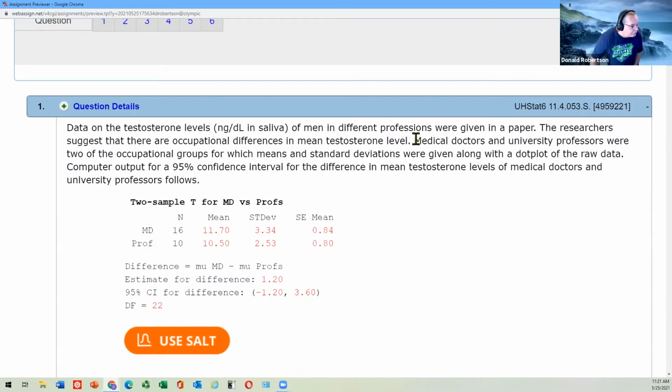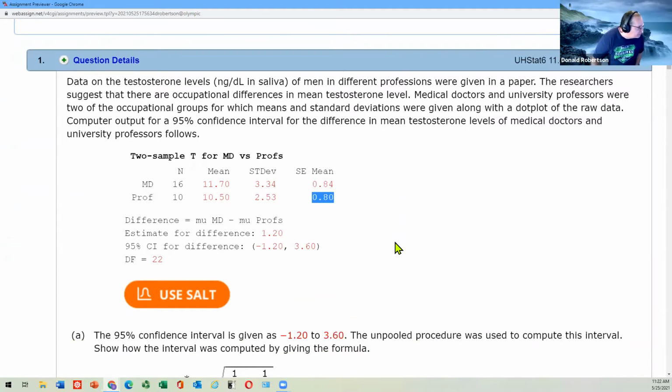And the two groups that they looked at were medical doctors, which I'm sure MD is there, and university professors, which is, I guess, profs. And this basically has all the data. Can you see that they took 16 doctors and 10 professors, and that the mean testosterone levels were these two numbers, and that the standard deviations was this, and they collected some guys that were irrelevant to the story.